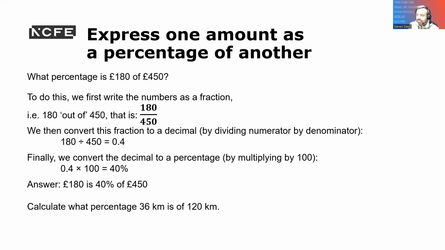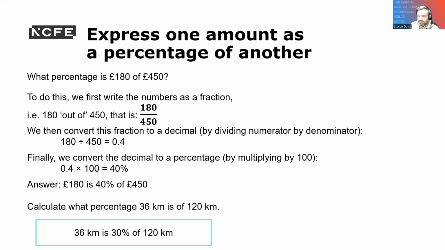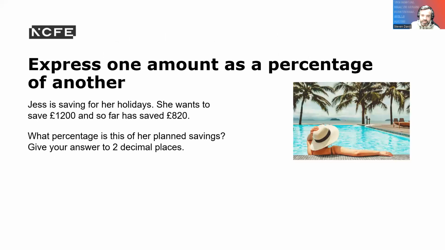Calculate what percentage 36 kilometers is of 120 kilometers. So first of all, we need to work that out as a percentage. So 36 kilometers is 30% of 120 kilometers.